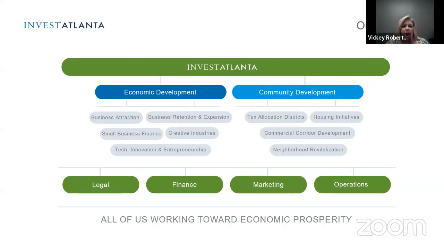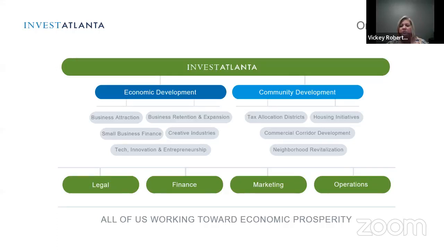Under Invest Atlanta, we have two departments that are actual revenue generating departments, which is the Economic Development Department, which, and you'll hear from some of our team later, covers business attraction, business retention, small business financing, creative industries, tech innovation, and entrepreneurship.